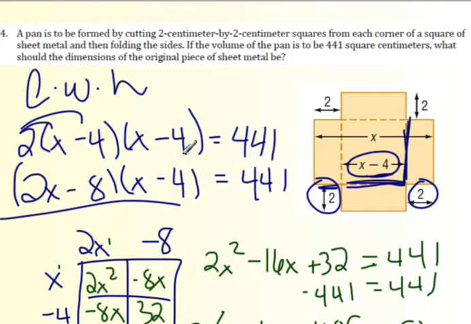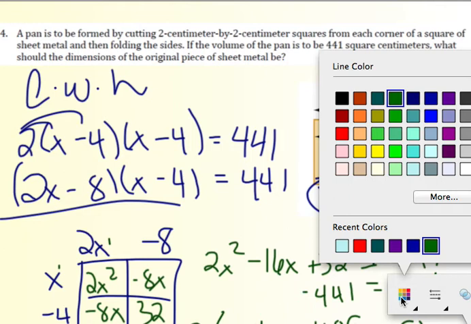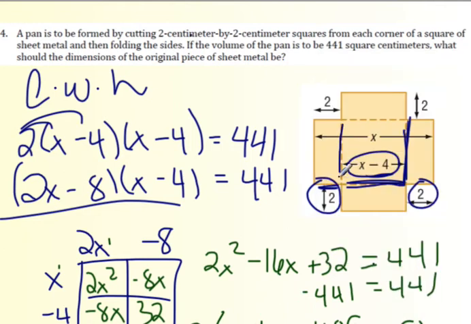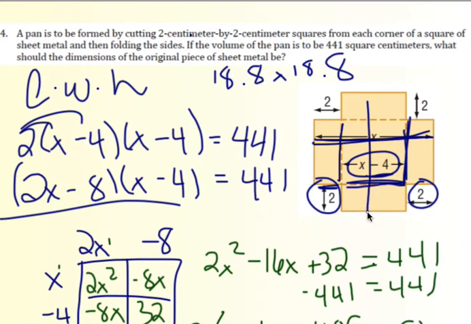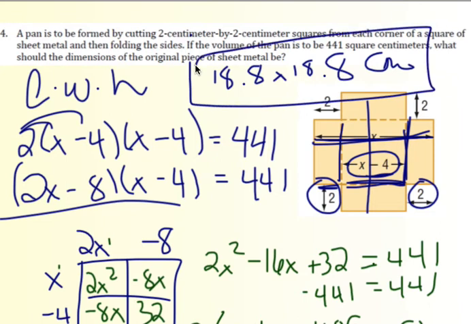So the question originally asked, what are the original dimensions of the box? Well, we know what x is, so this whole distance is going to be 18.8. However, what it's asking for is that dimension. So we're going to have 18.8 by 18.8. So that's what this box would have been before you cut that out. And we're going to label that centimeters. So that's your final answer for number 4.